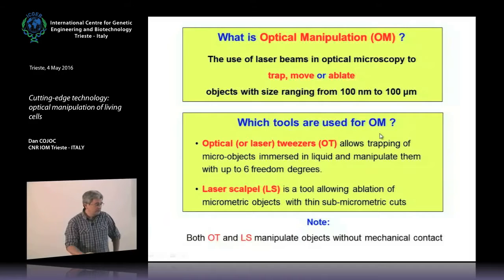Which tools are used for optical manipulation? Optical tweezers or laser scalpel. As we will see, optical tweezers allows trapping of micro objects immersed in liquid and manipulate them with up to 6 freedom degrees, while laser scalpel is a tool allowing ablation of micrometric objects with thin micrometric cuts. So it's the same as in normal surgery with normal scalpels and tweezers, but here we use light, so we do not have mechanical contact. This is the main property, or the main difference.